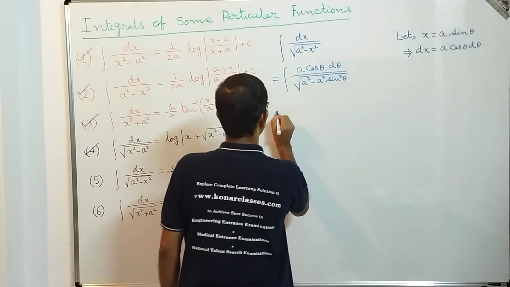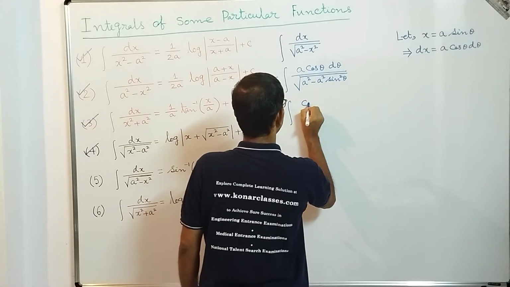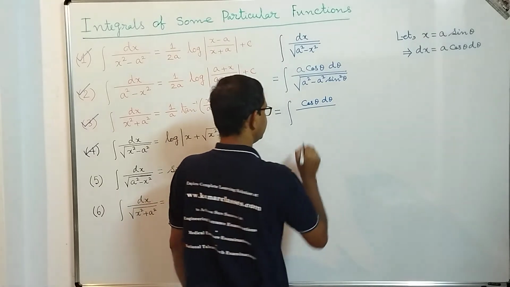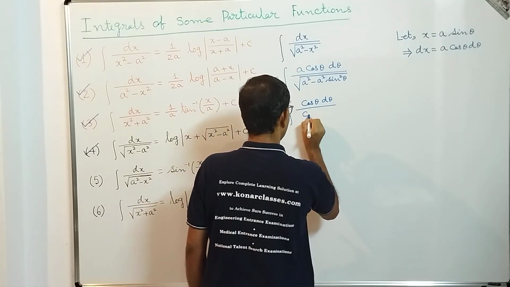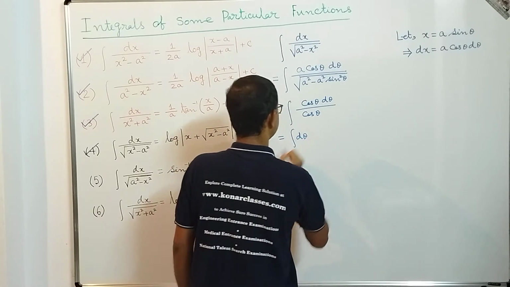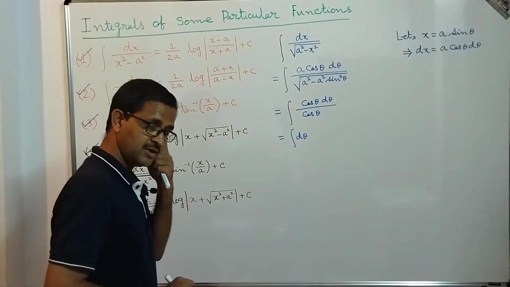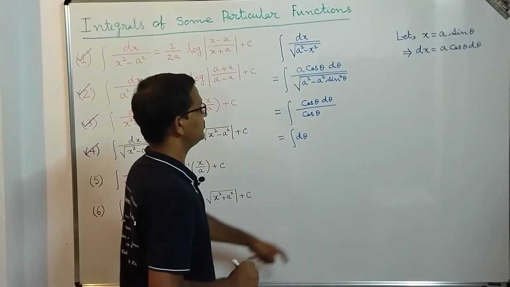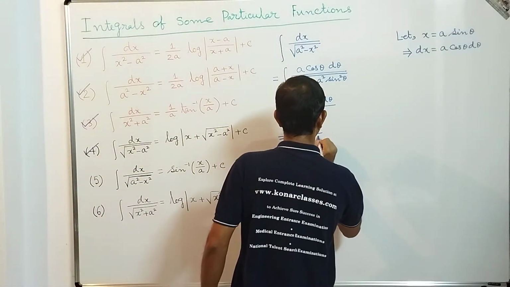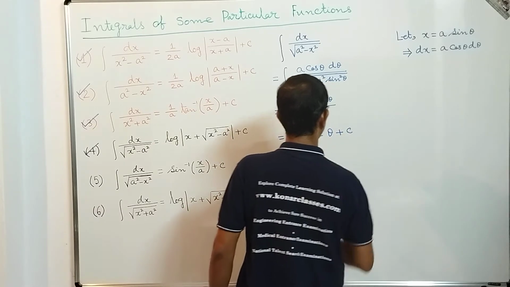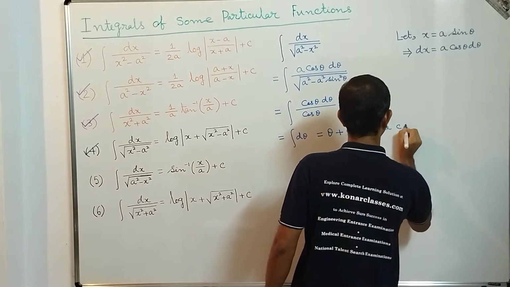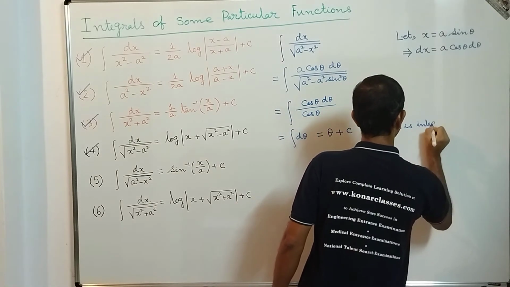So what we get here is integration cos theta d theta divided by square root of 1 minus sin square theta, that is equal to square root of cos square theta, that is equal to cos theta. So this is equal to integration d theta, because cos theta cannot be equal to 0. Because if cos theta equals 0, then this substitution doesn't make sense. So then we are going to get theta plus c, where c is the integrating constant.